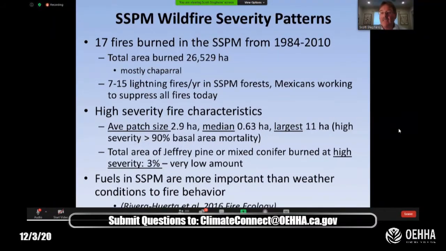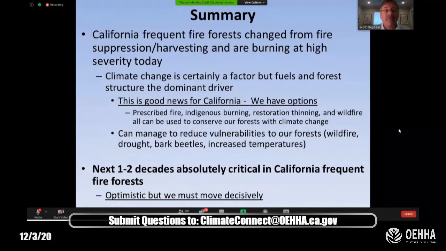Some of our high severity patches in our forests today are tens of thousands of hectares. Here in the Mártir, you're looking at 12, 15, 5 hectares, very small. Overall, from 1984 to 2010, 3% high severity fire from remotely sensed data. Fuels are more important than weather in the Sierra San Pedro Mártir, is what my colleagues wrote about in this paper. So here's the last slide.